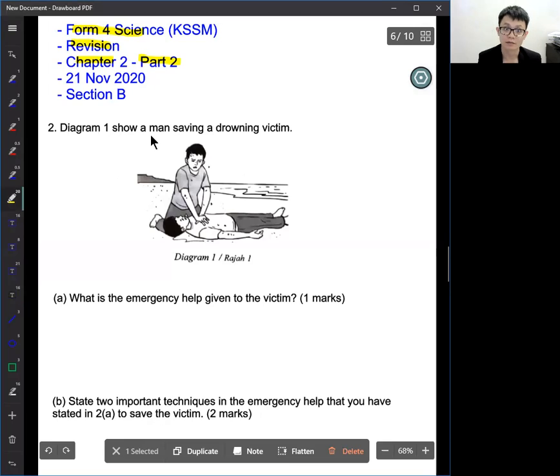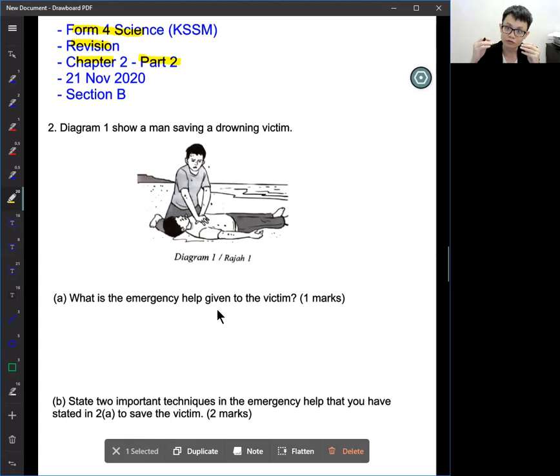Diagram 1 shows a man saving a drowning victim. What is the emergency help given to the person? Basically, we can see the person is not breathing, so we want to do CPR, correct? Because we want to breathe in, because when we blow, it still has oxygen. So when we blow, at least there's oxygen in the lung, and we want to press, because the heart already stopped beating. So we want to press and make sure that the blood continues to flow through the body, even though it's just a little bit, but at least the oxygen goes to the brain.